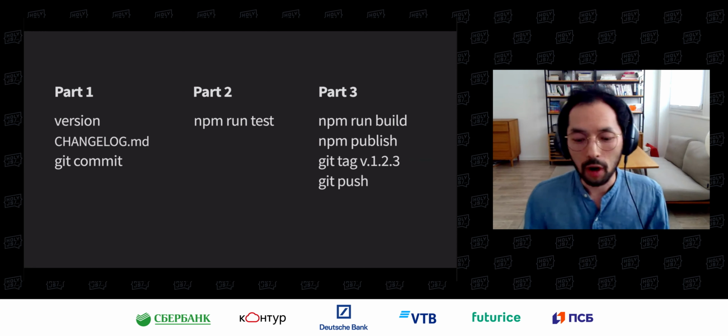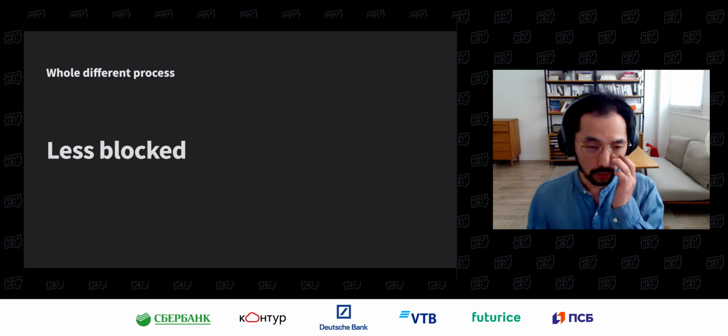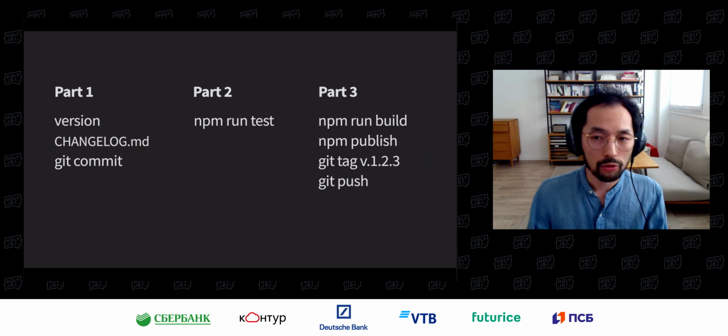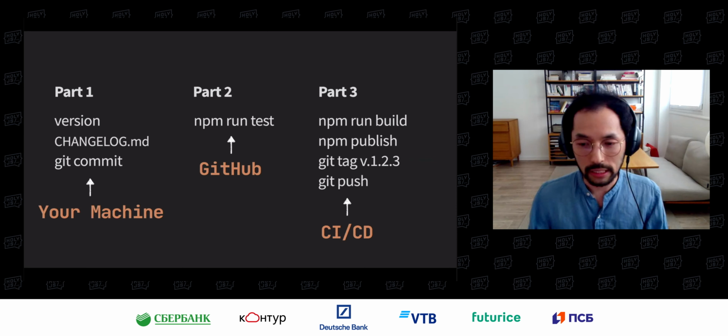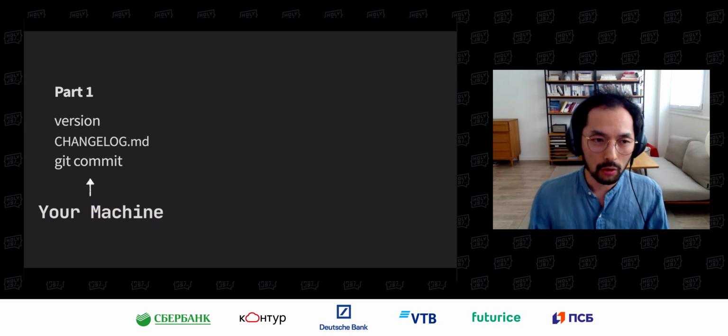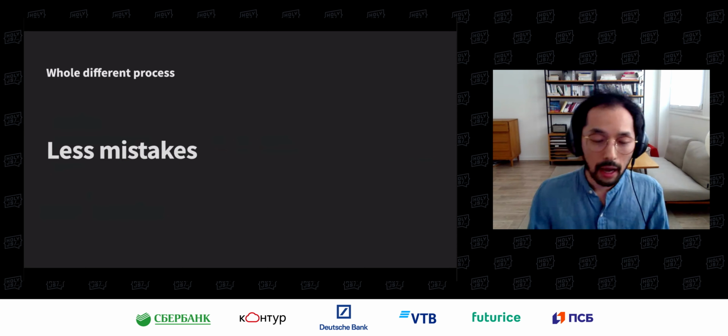So in this new process, we are less blocked. If you look at this again, in these three parts, part one is only running on my machine, part two is on GitHub, and part three is on CI or CD. So on my machine, only part one, and it probably takes less than a minute. So I'm less blocked, obviously, right? And I'll make fewer mistakes.